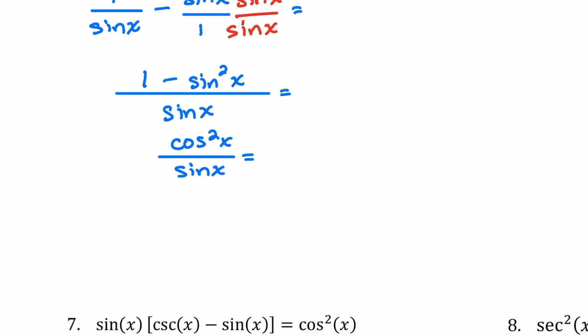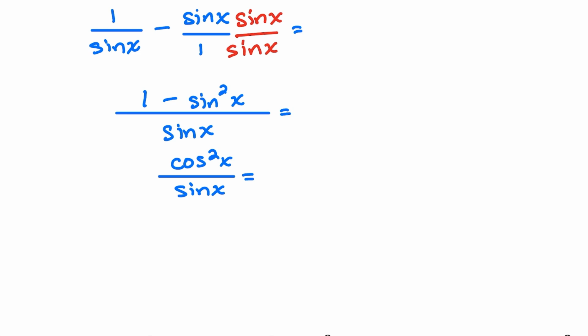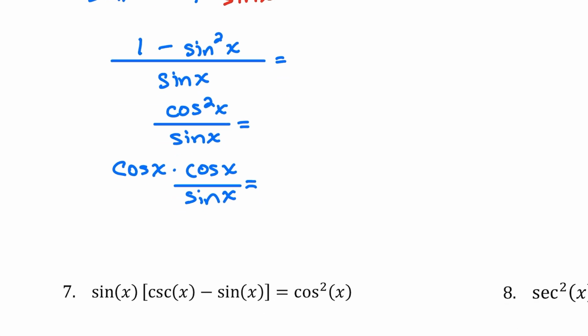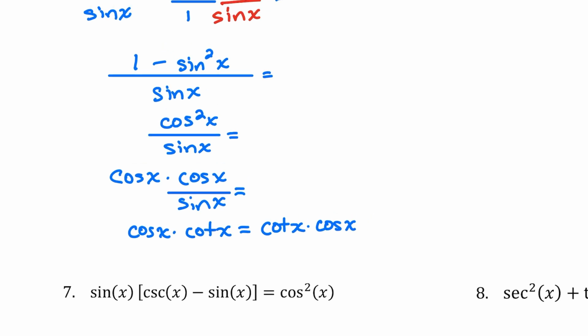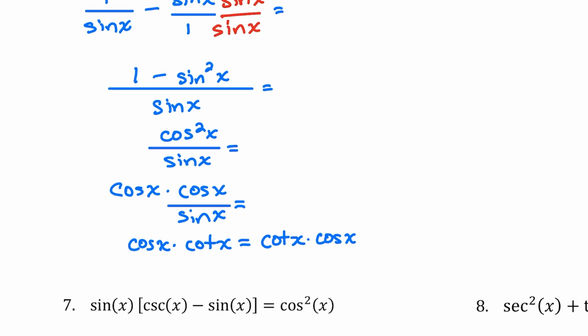But I'm trying to get this to be cotangent times cosine. Well, what's crazy is I already have a cosine, so I could take out a cosine from the cosine squared and end up getting something that looks like this. Well, cosine over sine is cotangent, which is the exact same thing as what I have on the right-hand side, just in a different order. Order doesn't matter, but that is how we do that identity.